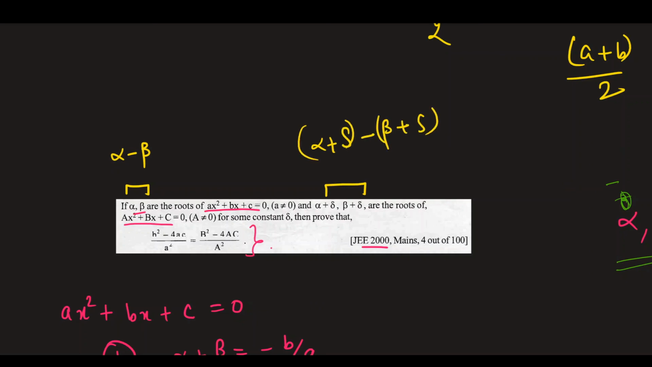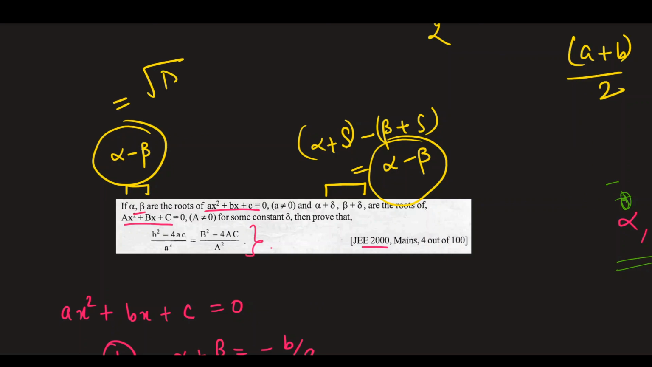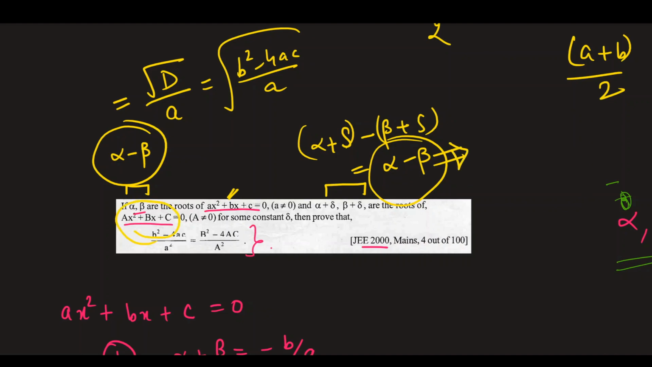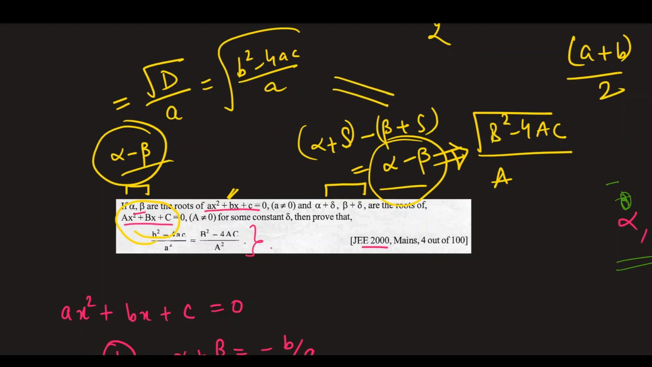So in the bracket we get alpha minus beta. So both the roots have the same difference. So this can be written as root of small d by a, that is b square minus 4ac upon small a, and this difference can be written as the D of this equation, that will be root of capital B square minus 4 into capital A into capital C upon capital A. Now we know that the differences are the same, so this must be equal. Now square both sides and you will get the answer.